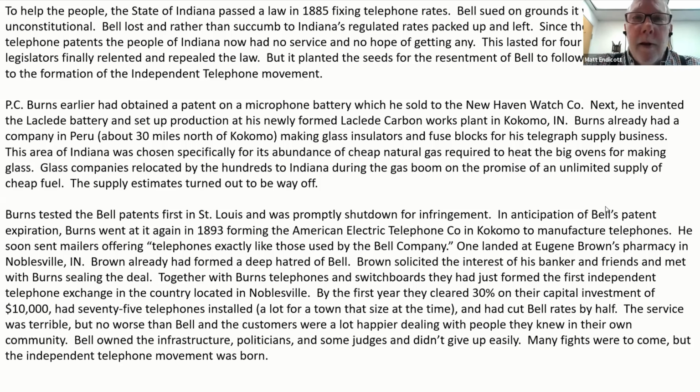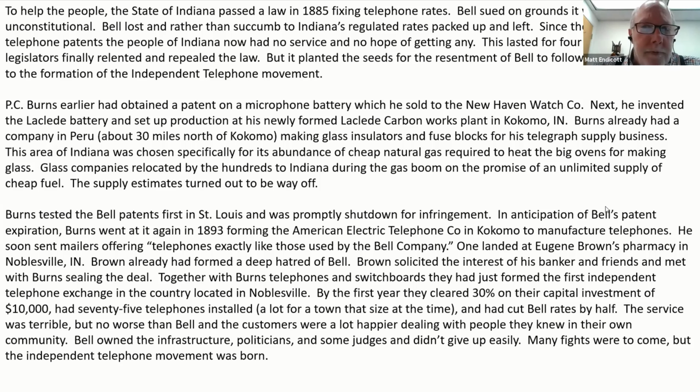So anyway, I'll get started on the reason that Burns was the founder of the independent telephone movement. This screen basically tells it. To help the people, the state of Indiana passed a law in 1885 that fixed the telephone rates. Bell sued that it was unconstitutional. They lost and packed up all their equipment and left. So the people of Indiana for 4 years had zero service for phones. Bell owned all the patents, so it was impossible for anybody to compete.